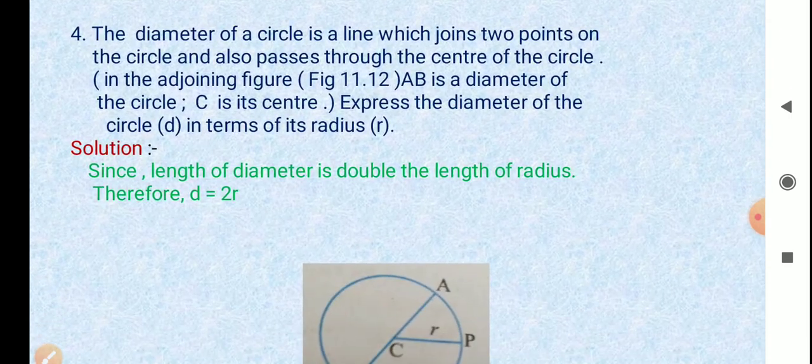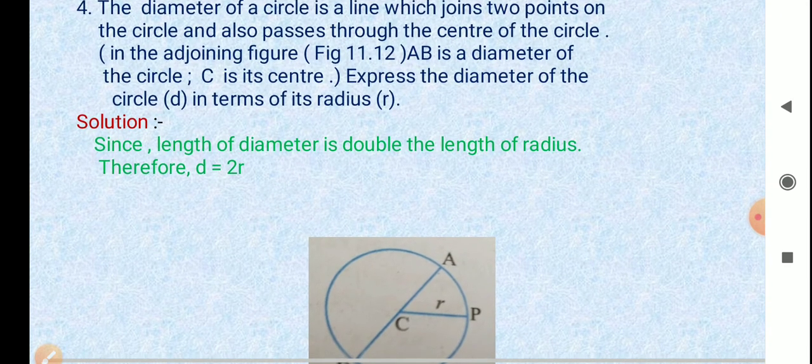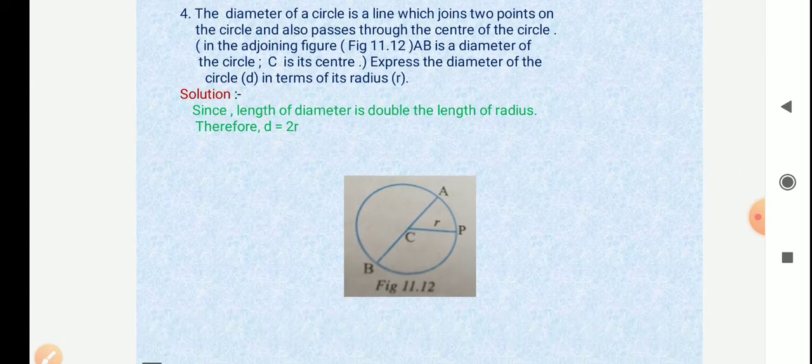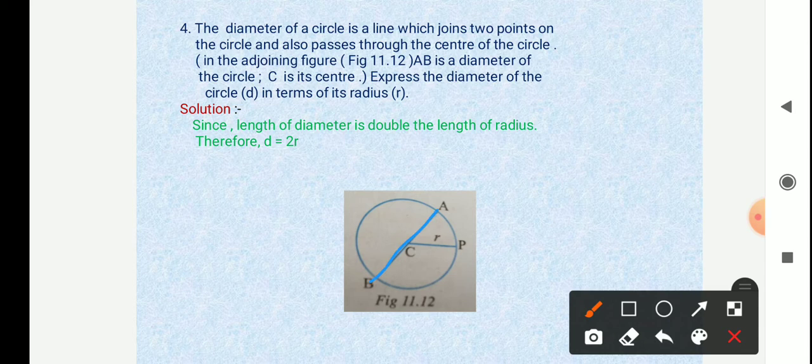The diameter of a circle is a line which joins 2 points on the circle and also passes through the center of the circle. In the adjoining figure 11.12, look here students, a figure is shown. AB is a diameter of the circle and C is the center of the circle. We have to express the diameter D of the circle in terms of the radius.